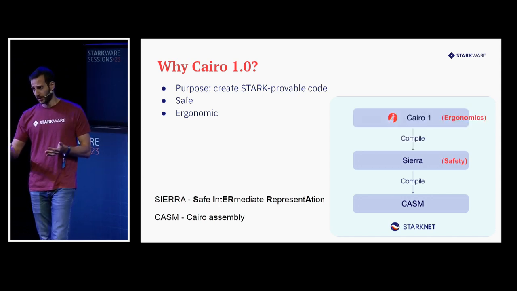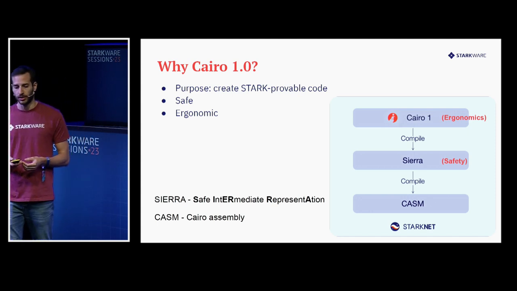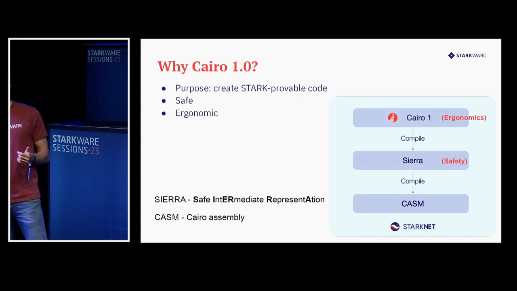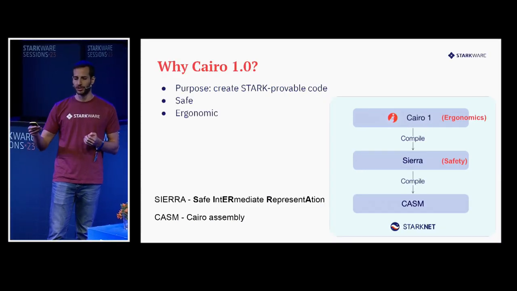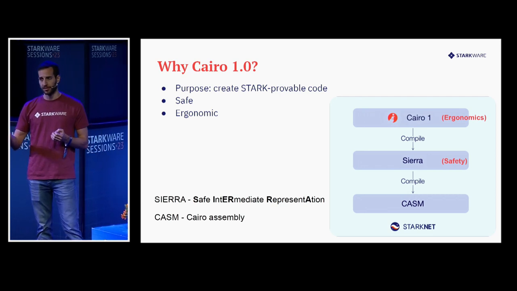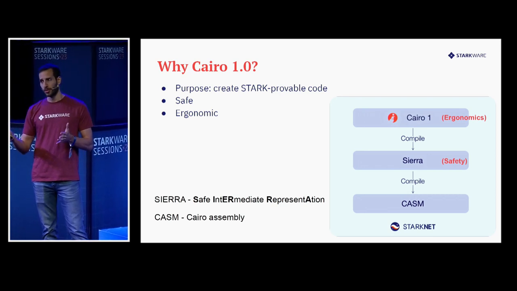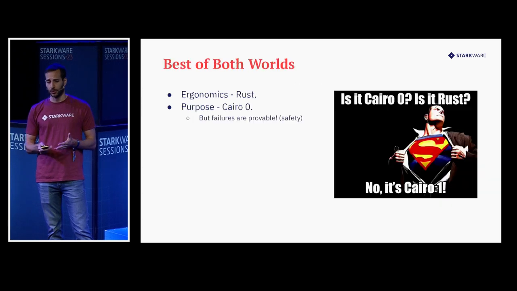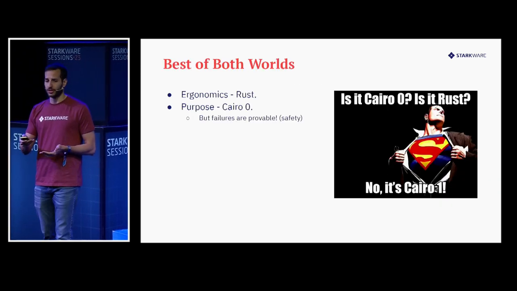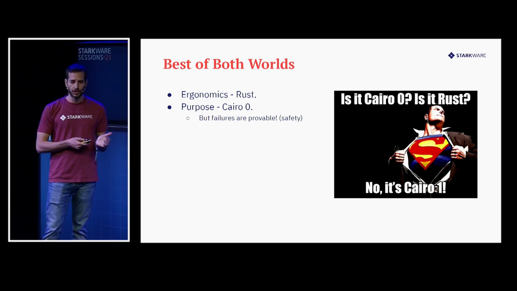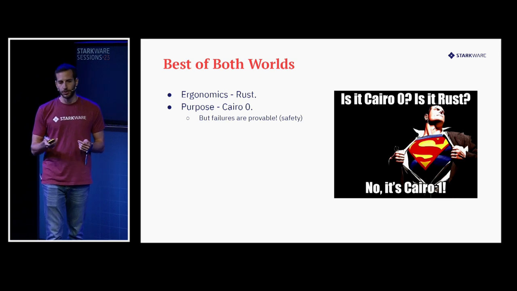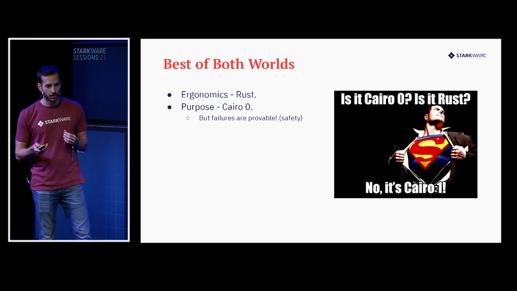And on top of this, we add the Cairo 1 layer. So Cairo 1 is a high-level language that is compiled to Sierra. And this adds the ergonomics that we want. So now we have two compilers, from Cairo 1 to Sierra, and from Sierra to Casm. So we have ergonomics and safety, and the same purpose that we have. The ergonomics are very similar to Rust, so if you know Rust, the Cairo code may look very similar to you. And the purpose, as I said, is Cairo 0, but with provable failures.